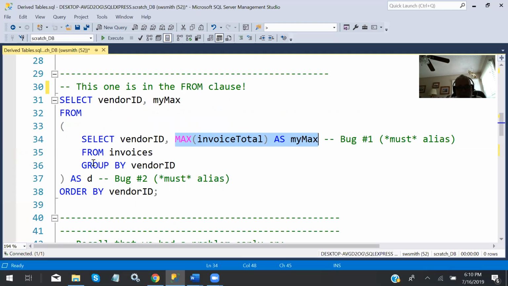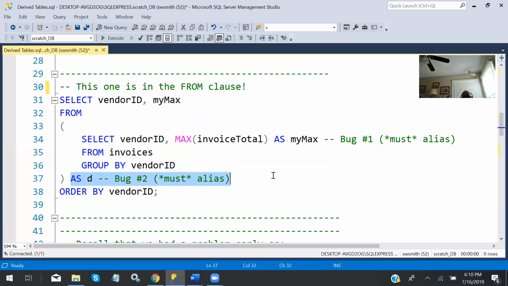From invoices grouped by vendor ID. The reason I have the group by here, well, the old new rule there: I have an aggregate field, and I have a field that is not aggregated. Therefore, I must group by the field that is not aggregated. That's going to be true in any database product. That will always be true. Just learn that rule. Bug number 2: I must give a name to this derived table.